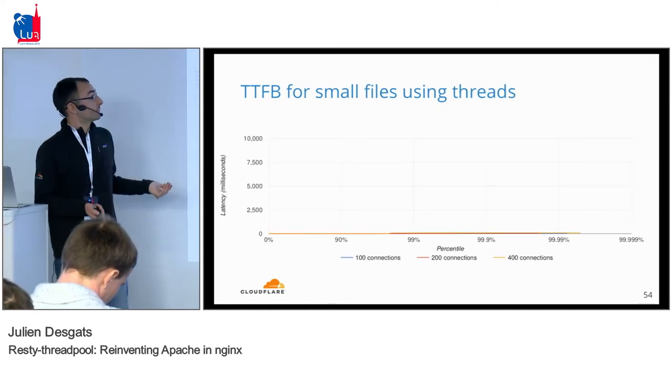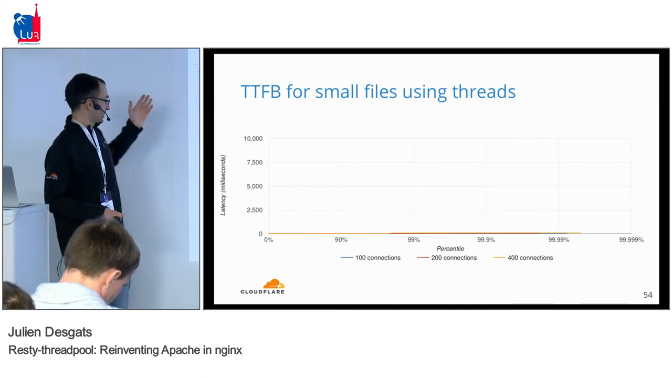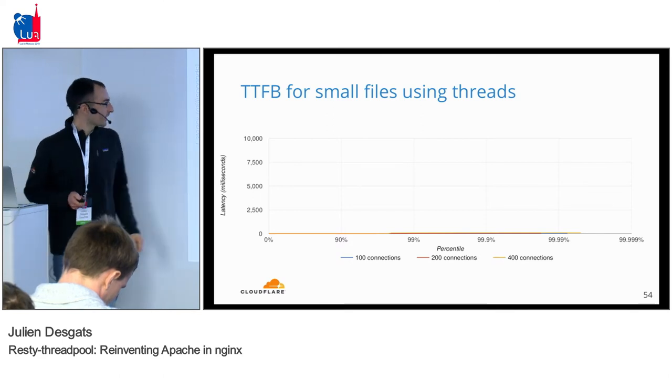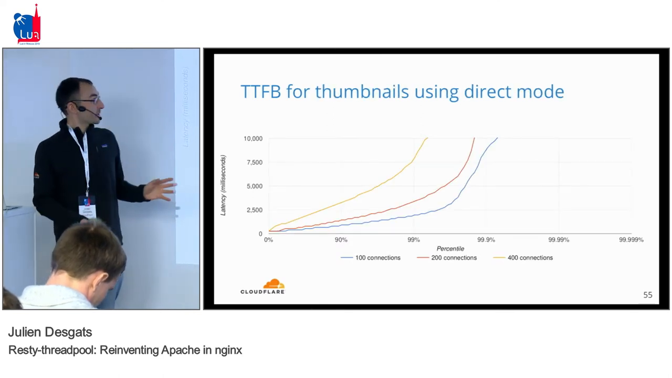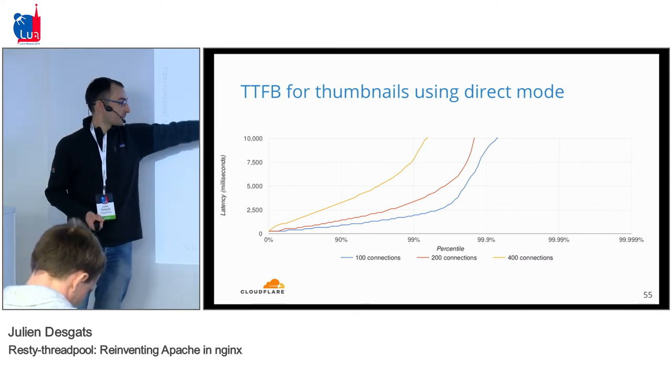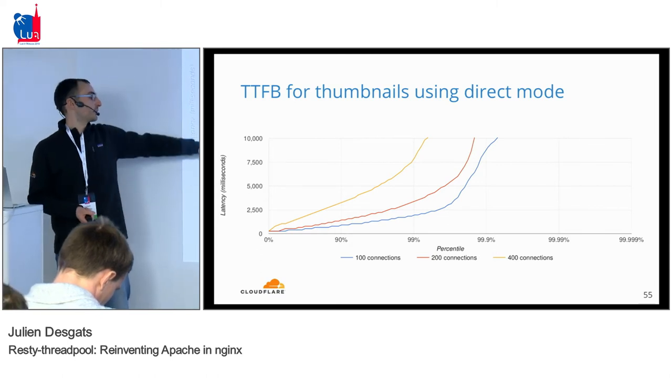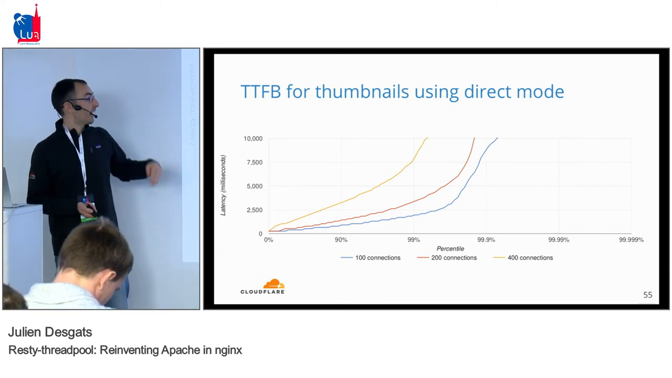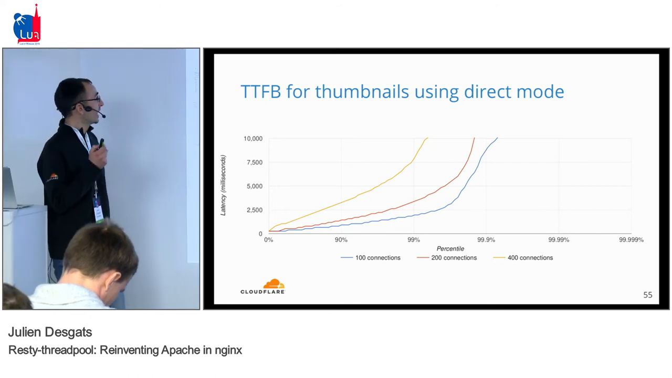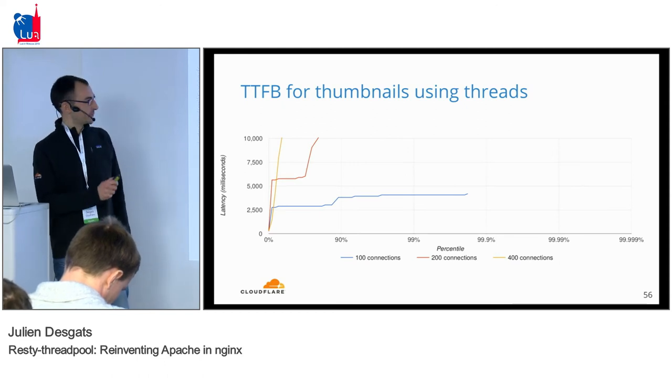So with the thread version, that looks a lot better. So at least that part of the problem is solved. For the thumbnails, as expected, on the direct mode, it's the same. The more connections we have, the higher the latency will be, and there are a few timeouts here and there. So using the thread, that doesn't look too good, right?